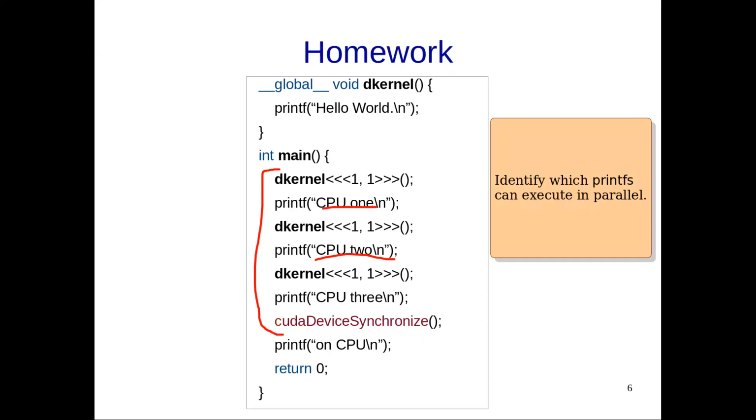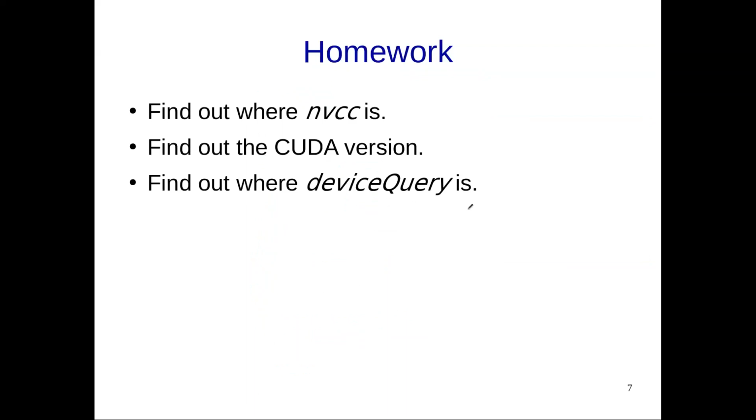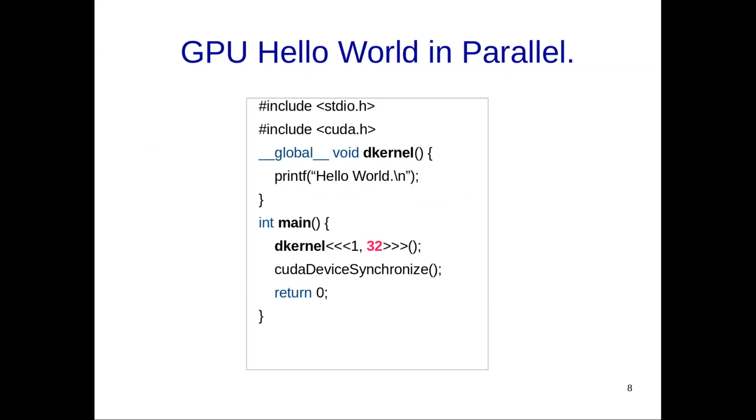Okay, but all of this was fine. This was all sequential. Let's make it parallel. So when we were launching this with a single thread, it will be a good time now to make it parallel. Another homework is to find out where NVCC is, that is the NVIDIA C compiler. Find out the CUDA version. We had that discussion which Yuvraj was saying. He has already given the answer, but essentially you can check what the CUDA version is. You can also find out what the device query is and where it is. That is going to be your homework exercise. Okay, so let's make it parallel.